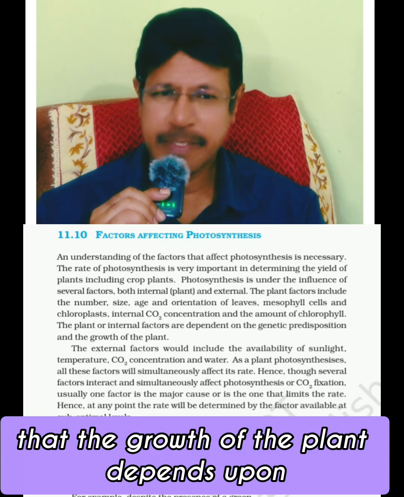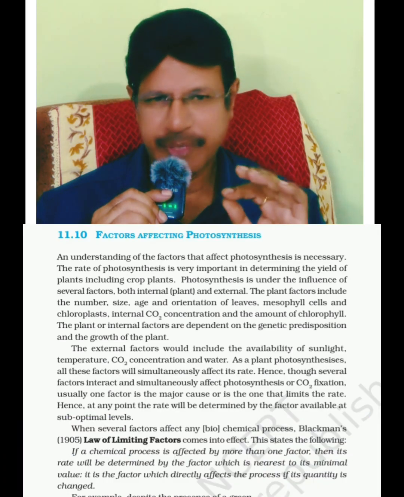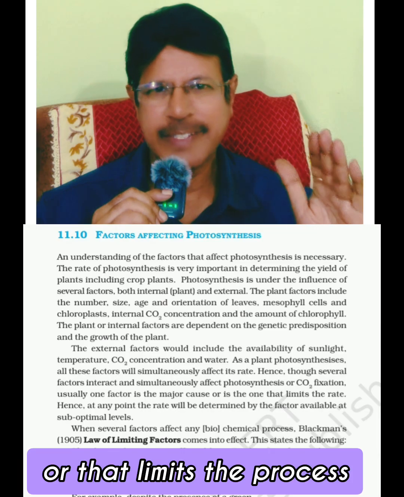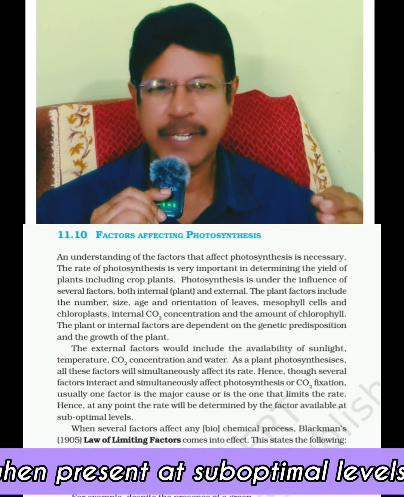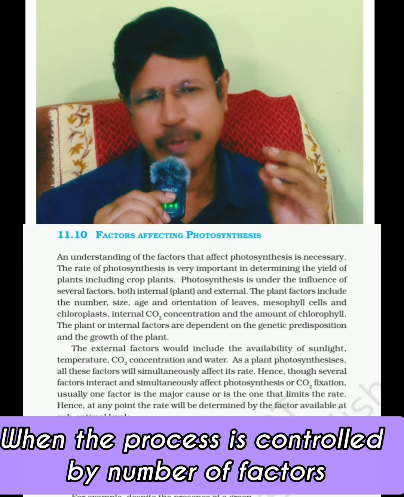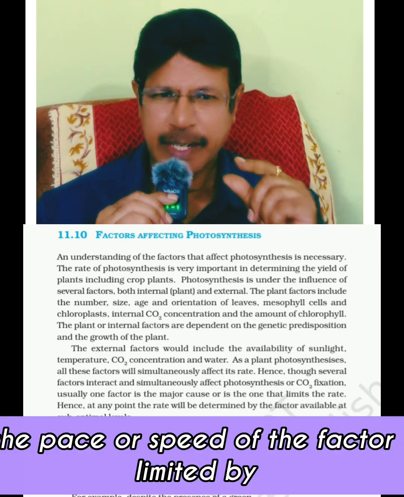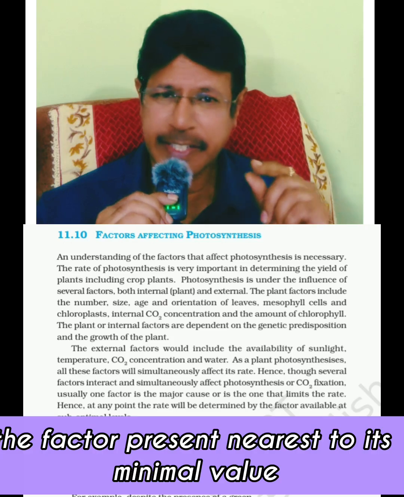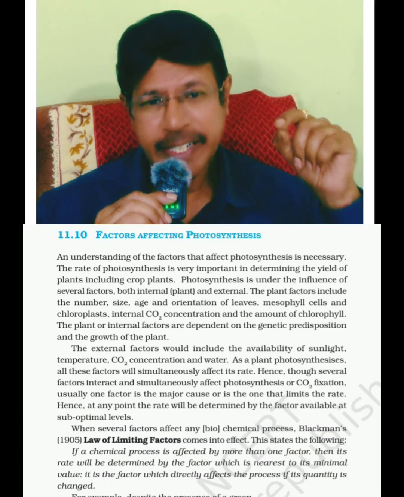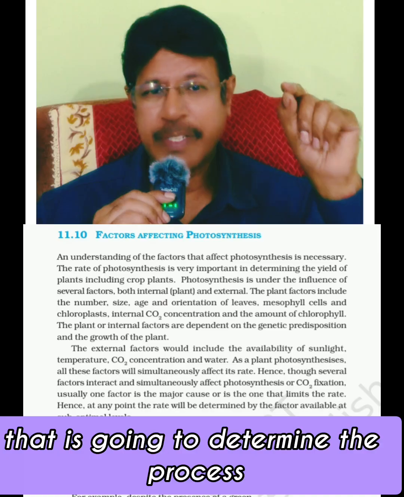The growth of the plant depends upon a number of factors: the soil condition, the pH and nutrient availability. Among these factors, one factor is predominant, that limits the process when present at suboptimal levels. When the process is controlled by a number of factors, the pace or speed is limited by the factor present nearest to its minimal value. It is the factor that is going to determine the process.